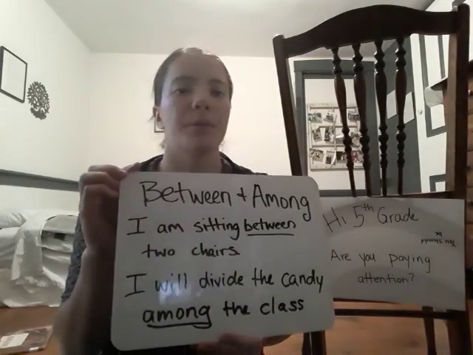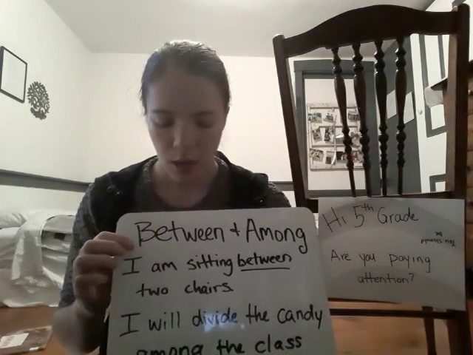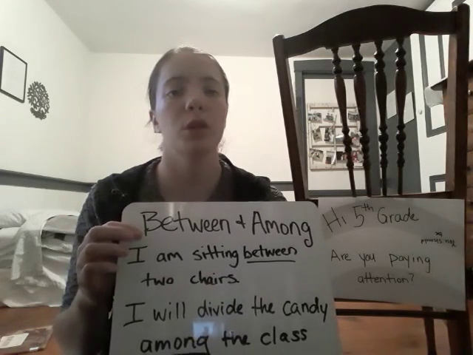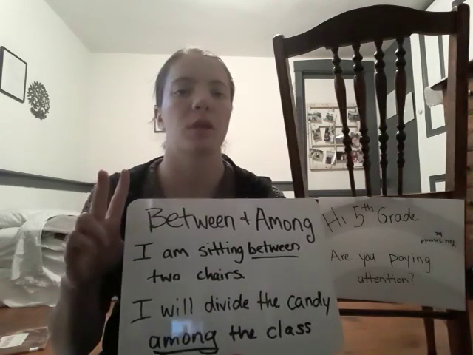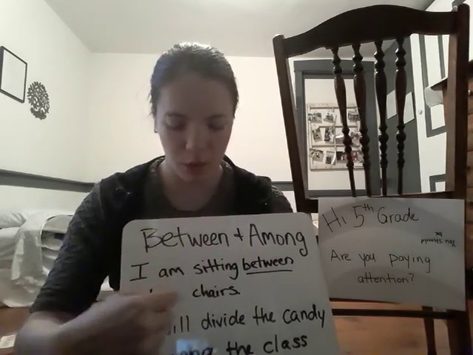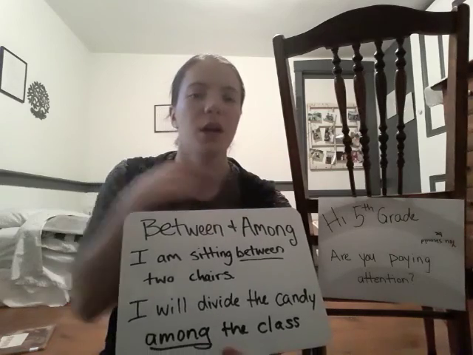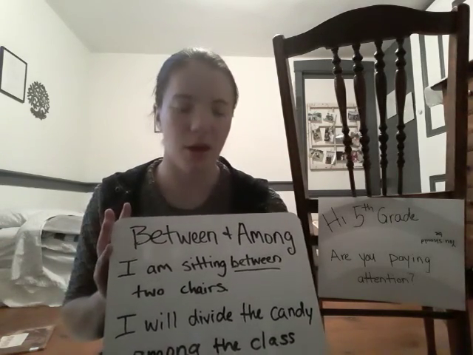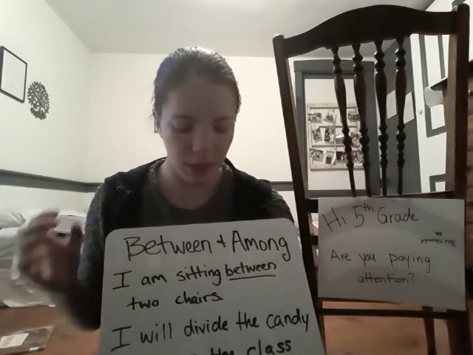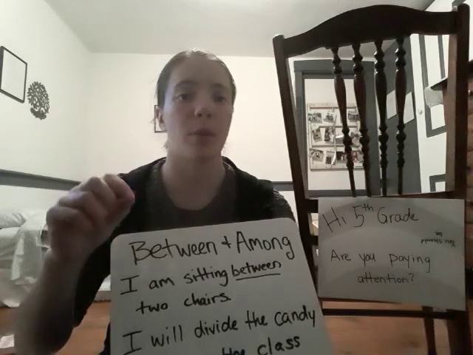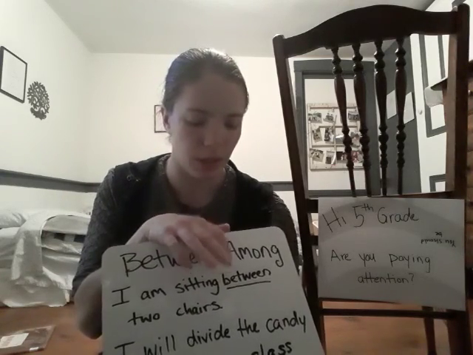Between and among. So we use between to show when we're only talking about two things. Okay? So right now I am sitting between two chairs. Here's one chair, and the other chair's over here. You can't see it, but it's there. So I'm sitting between two chairs. I only have two things, so I use the preposition between.